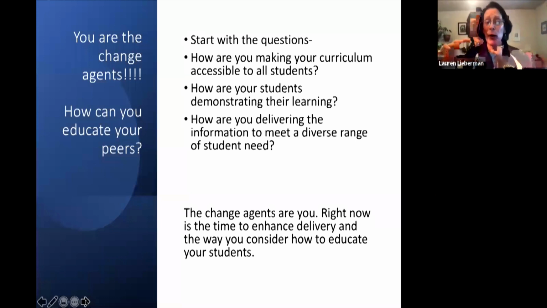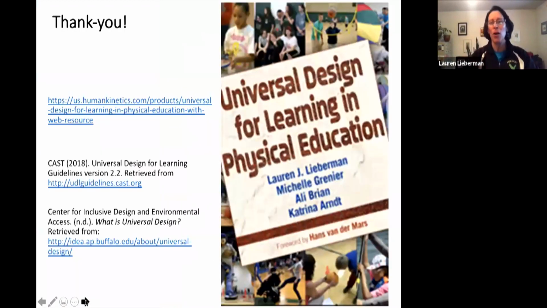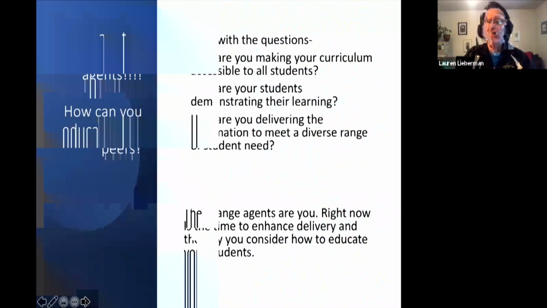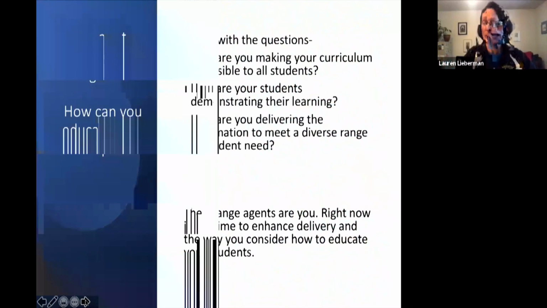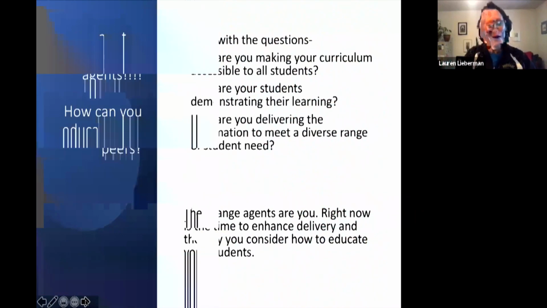We have lots more resources for you. NICPAD right now is making a Universal Design for Learning and Physical Education 101, a whole mini course, if you will, on Universal Design for Learning. We have these videos on the NICPAD website. We have our book, Universal Design for Learning and Physical Education. And we hope you'll take this and run with it. Let us know if you have any questions.